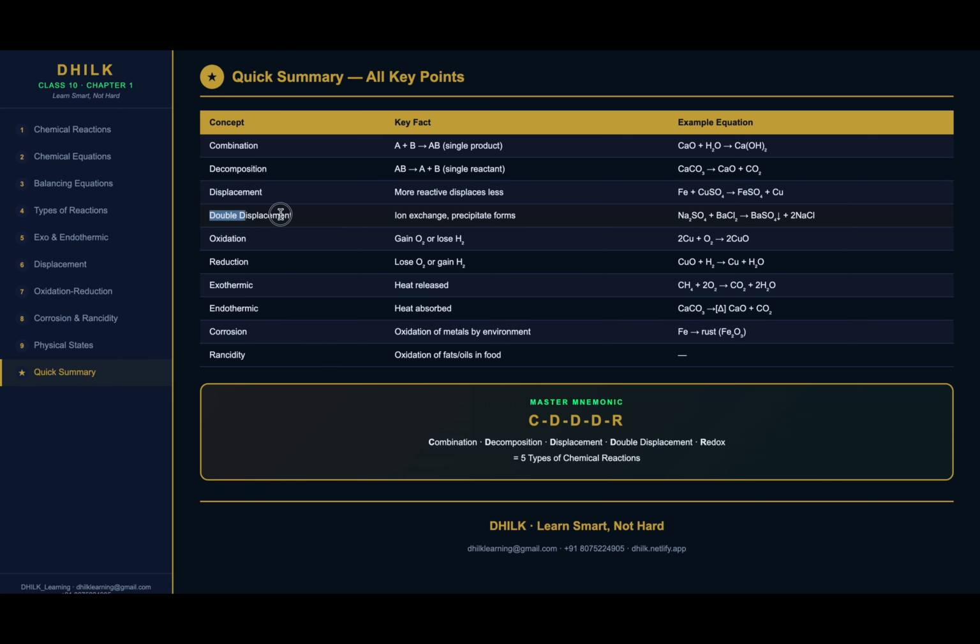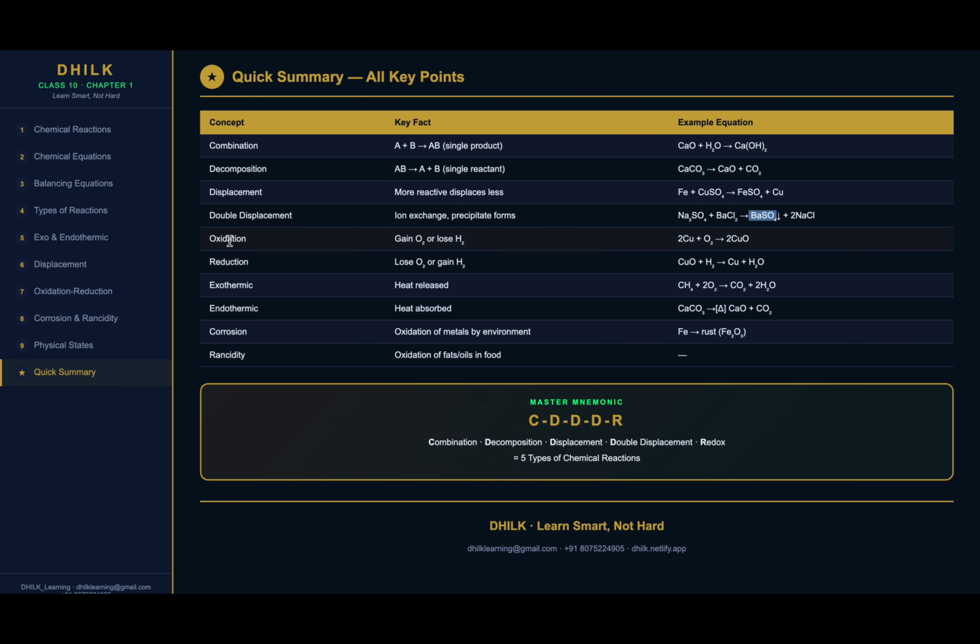Okay, then double displacement reaction. In a double displacement reaction, ion exchange is happening. The reactants are exchanging their ions with each other, and often they produce a precipitate which is insoluble in the solvent. For example, Na2SO4 plus BaCl2 gives BaSO4 plus 2NaCl. Here Na2SO4 and BaCl2 are exchanging their ions with each other and produce NaCl and BaSO4. Here BaSO4 is the precipitate. The precipitate is indicated using this downward arrow.